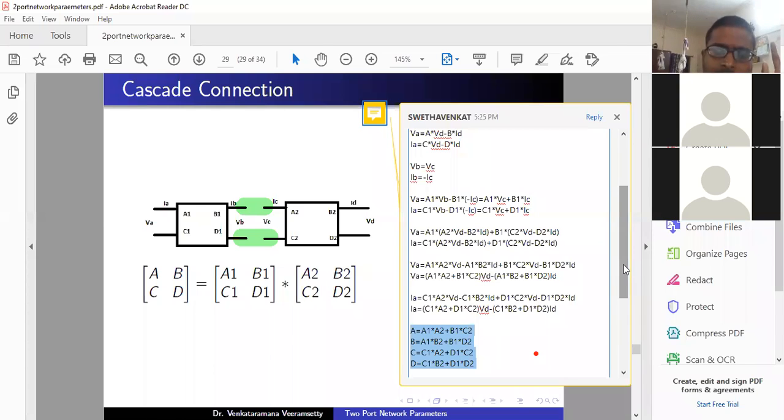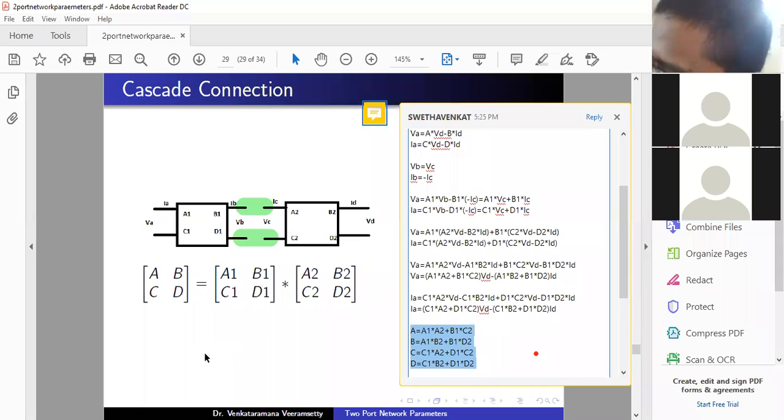Hello? Is it okay? Right. But anyhow, for the competitive examination, this complete derivation is not required if you are able to understand. So if you have a cascade connection, multiply the ABCD parameters of both two-port networks, or three, or four two-port networks. We will get the ABCD parameters of the final two-port network.